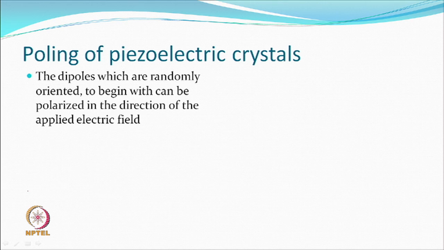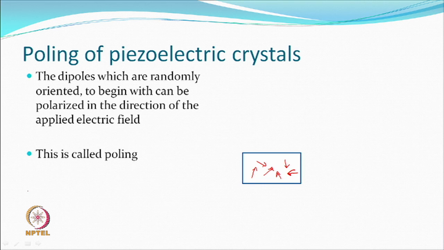And that way you would know where to put the material and which direction you want expansion to take place in case you give the field either perpendicular or parallel and so on and so forth. So, it gives you a flexibility in design of any system. So, this is what exactly I said, the dipoles which are randomly oriented to begin with can be polarized in the direction of the applied electric field.